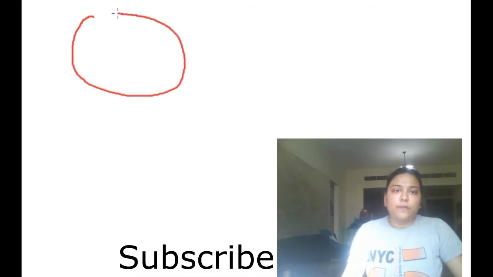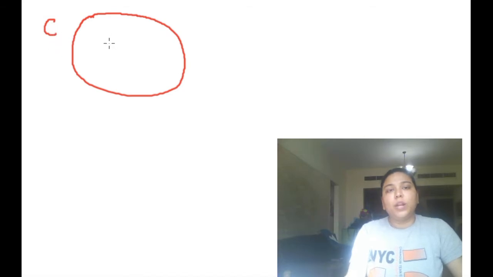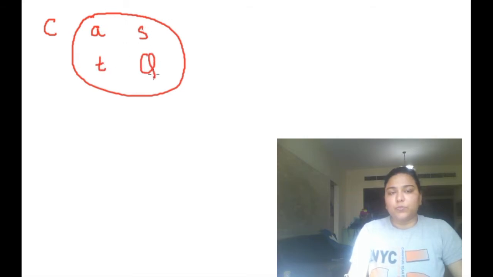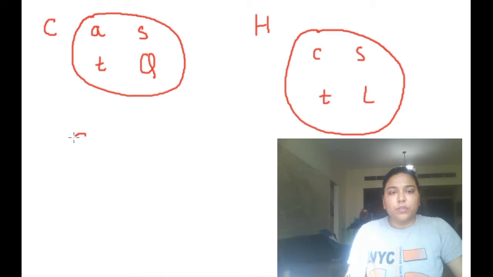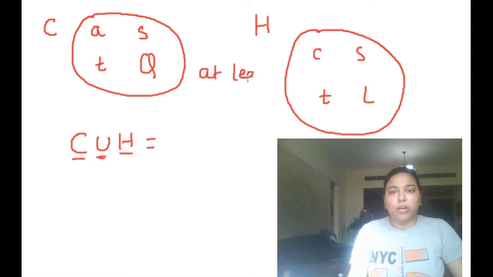Last example. We have some people who like classical dance: A, S, T, Q. And we have some people who like hip hop dance: C, S, T, L. Now C union H, classical union hip hop. Union means at least one.